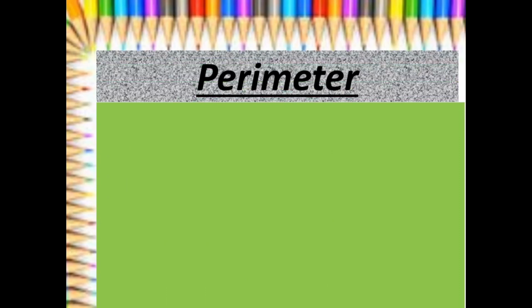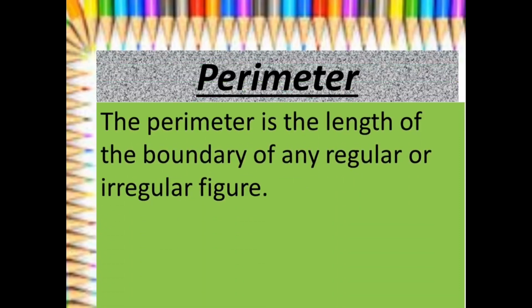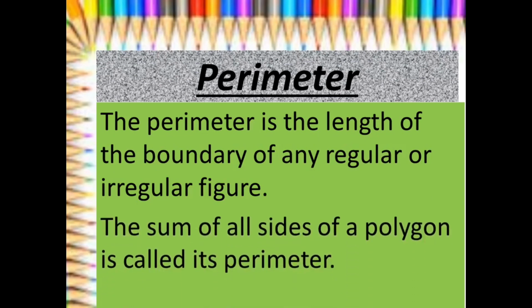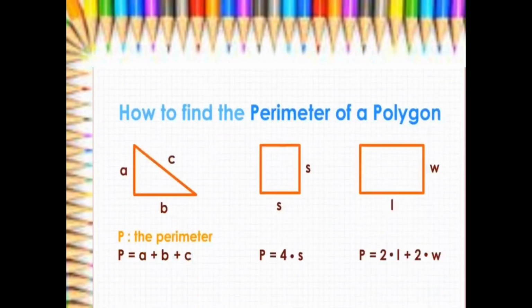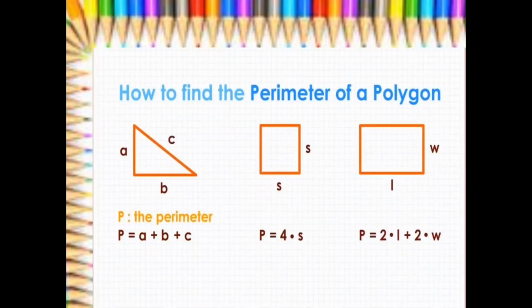In the previous video, we have learnt about the perimeter. Perimeter is the length of the boundary of any regular or irregular figure, and the sum of all sides of a polygon is called its perimeter. To find the perimeter of a polygon, suppose the polygon is a triangle having the sides A, B and C, then its perimeter will be given by P equals A plus B plus C.